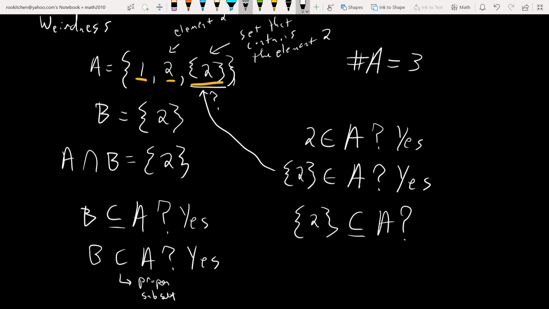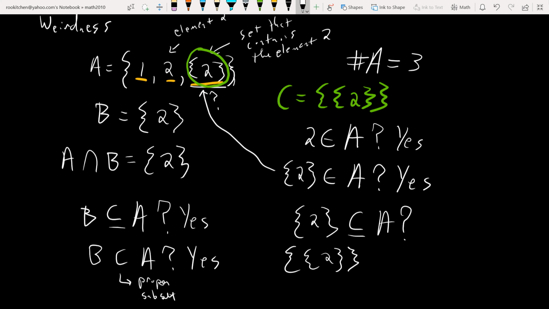And the confusing thing is it's not about this at this point, right? You can make another set, call it set C, and define that to be the set that contains the set 2. And in that case, you could say C, which is equal to the set that contains 2, is a subset of A. Okay.